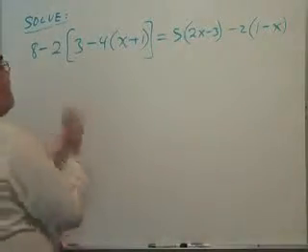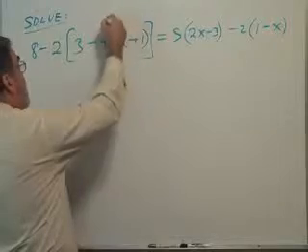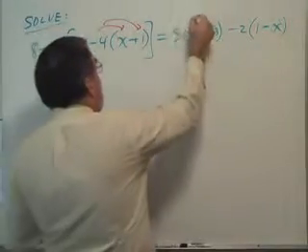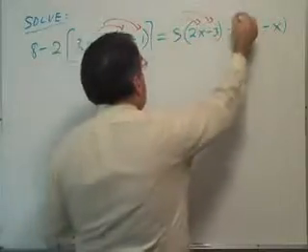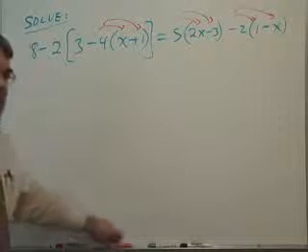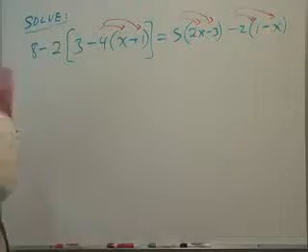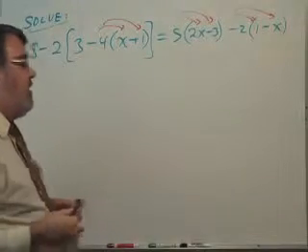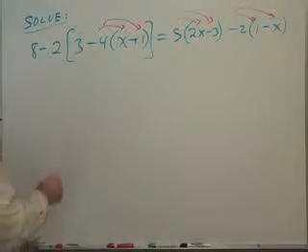So my first distribution is minus 4 times x plus 1. And we'll do the same over here. I'll multiply the 5 through here and the negative 2 through here. And so those little arrows, that's optional. I just like to illustrate the distributive process so that it really becomes ingrained in you.